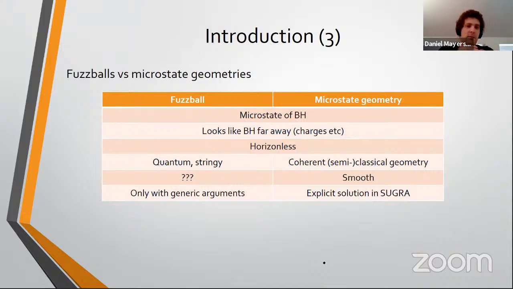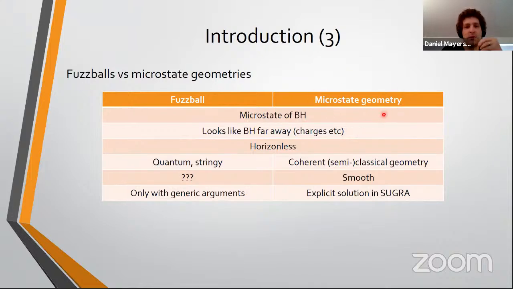So because they are microstates of a black hole, they have to look like a black hole from far away, right? If you're very far away from the horizon scale, then you can basically not distinguish between a black hole and a fuzzball, roughly speaking. They have the same charges, mass, whatever. However, the big difference, of course, is that the fuzzball does not have a horizon, right? It's horizonless. And this is true for fuzzballs, and this is also true for microstate geometries.